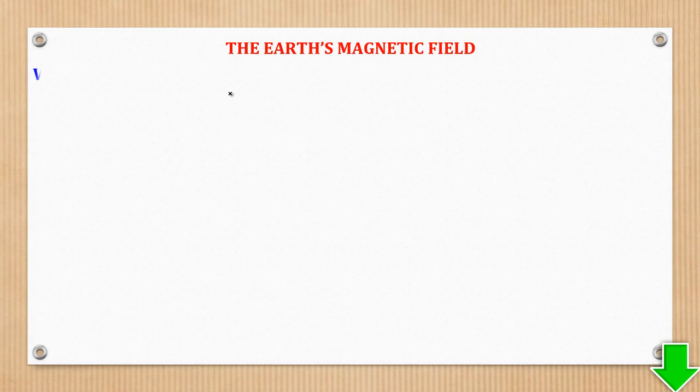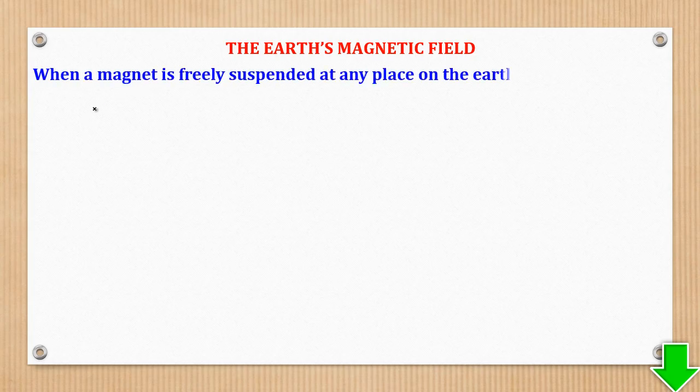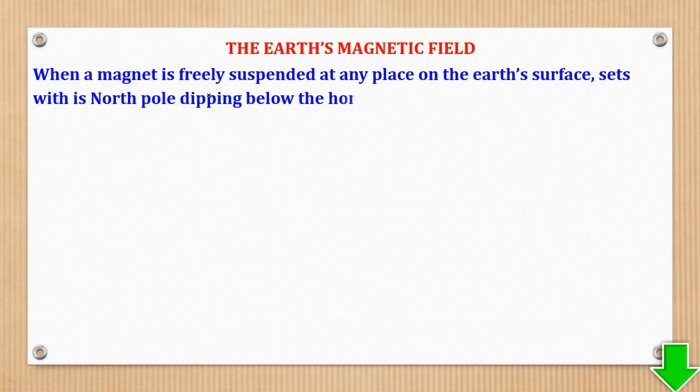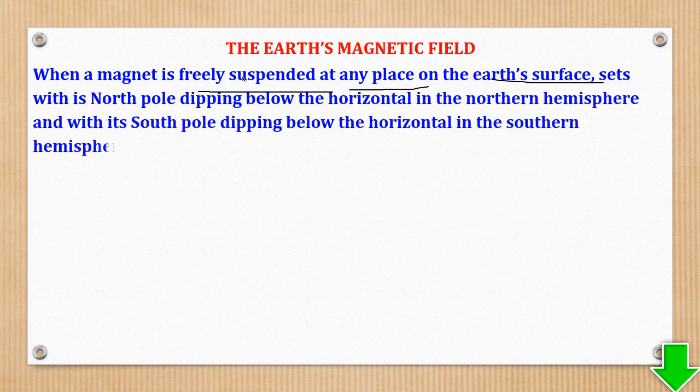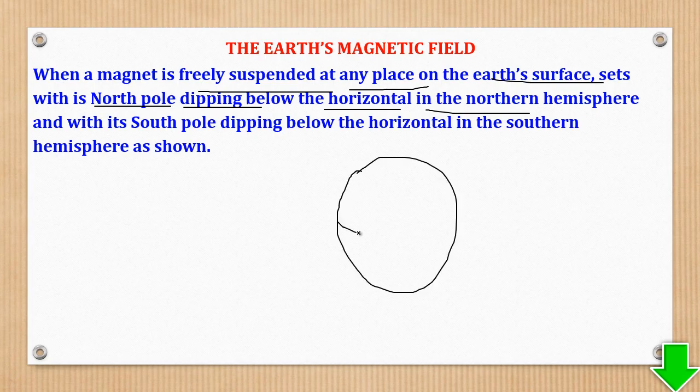So, Earth's magnetic field. When you get a magnet and you suspend it at any one place on the Earth's surface, it sets with its north pole dipping below the horizontal in the northern hemisphere. Remember, the Earth is divided into two hemispheres: the northern hemisphere and the southern hemisphere. If you are in any country in the northern hemisphere and you suspend a magnet, it will lie so that the north pole is below the horizontal.